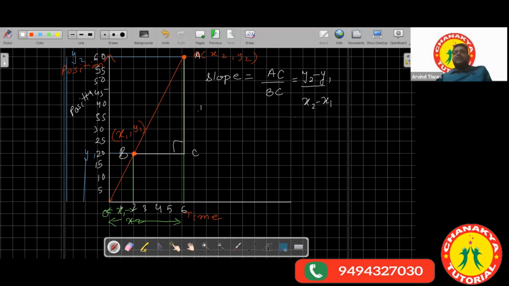Okay. So here our initial position is 20, which I have marked with the point y1. So I can write it as initial position. This is y1, which is 20 meter. Let this be position in meter.